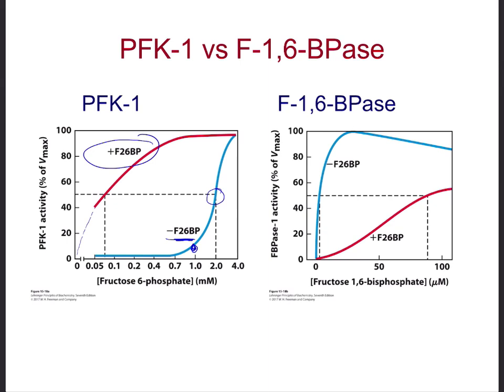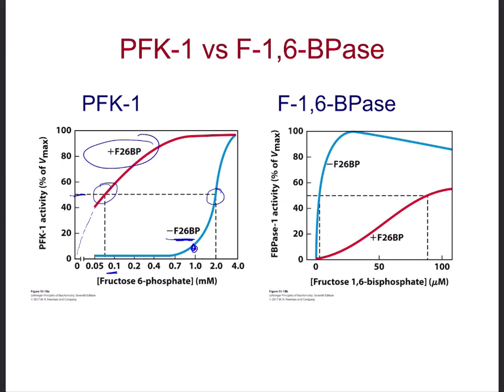The thing to notice is that in the presence of fructose 2,6-bisphosphate, the concentrations of fructose 6-phosphate that are needed to achieve 50% of Vmax are less than 0.1 millimolar. So we're talking a fairly low concentration of fructose 6-phosphate needed as long as fructose 2,6-bisphosphate is present.